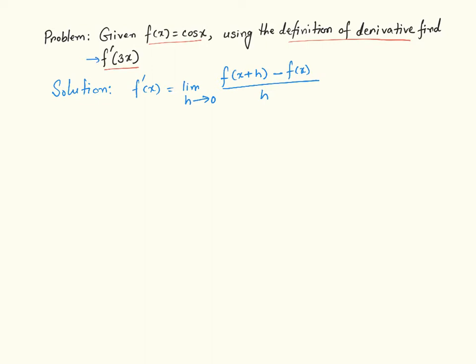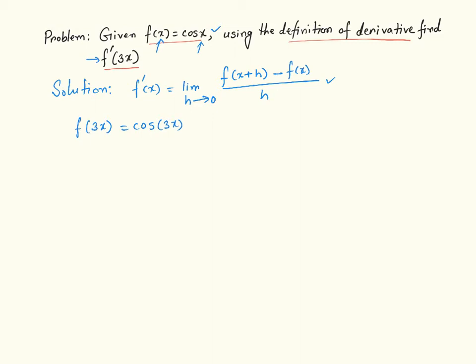But before we do so, we need to find what is f of 3x. So if f of x is cosine of x, then f of 3x is going to be cosine of 3x. Remember, I am replacing x by 3x on the left, so I have to replace x by 3x on the right. Now let me go ahead and find the derivative using this definition.